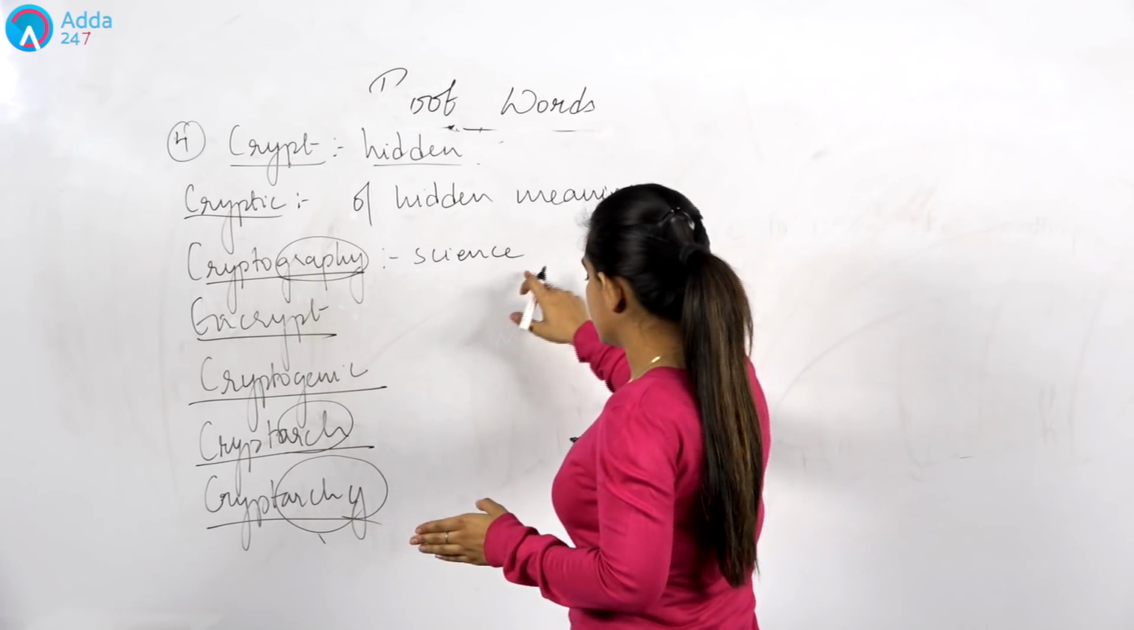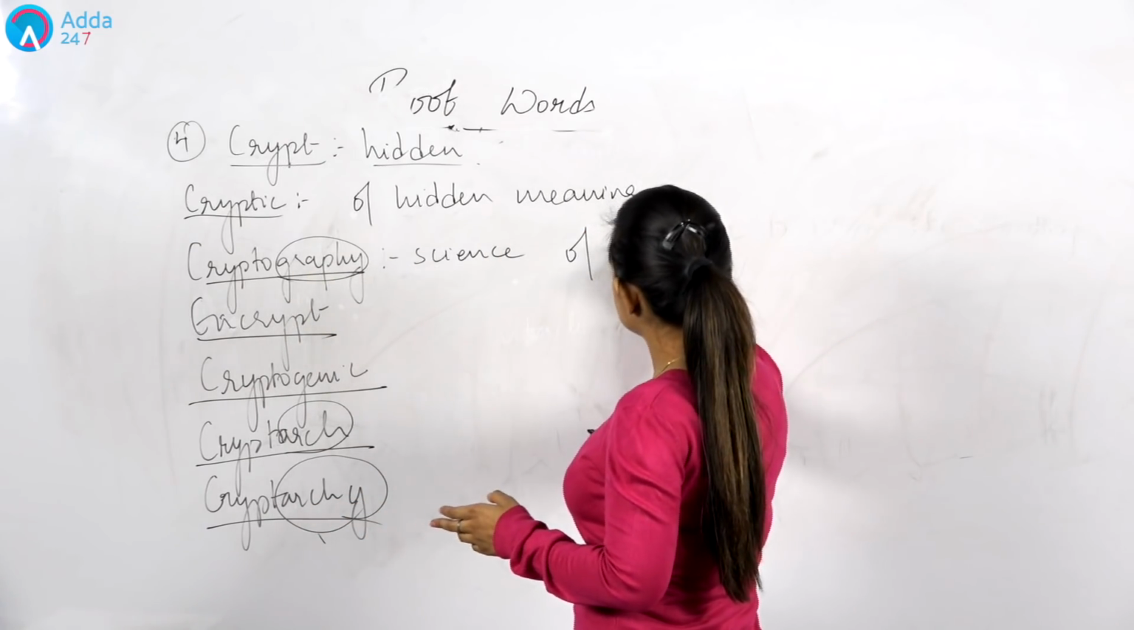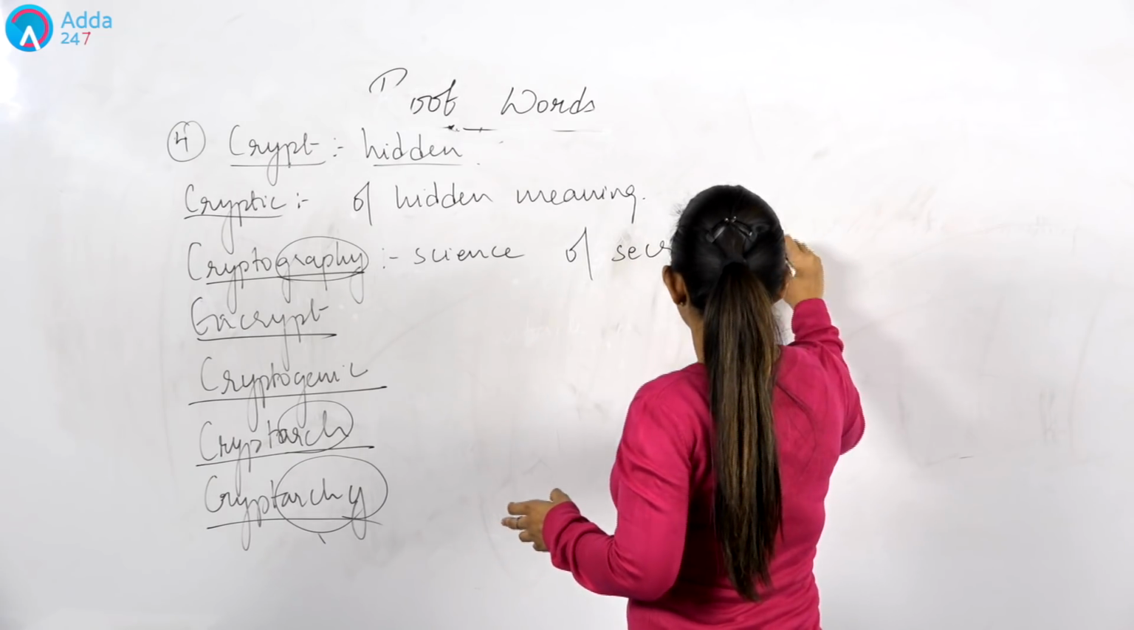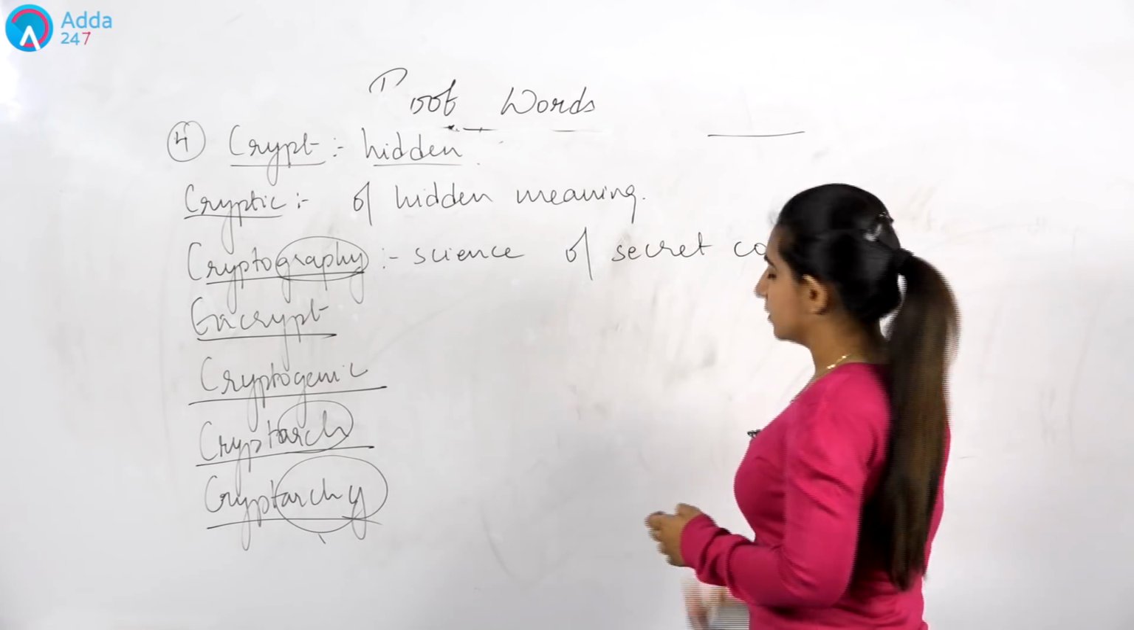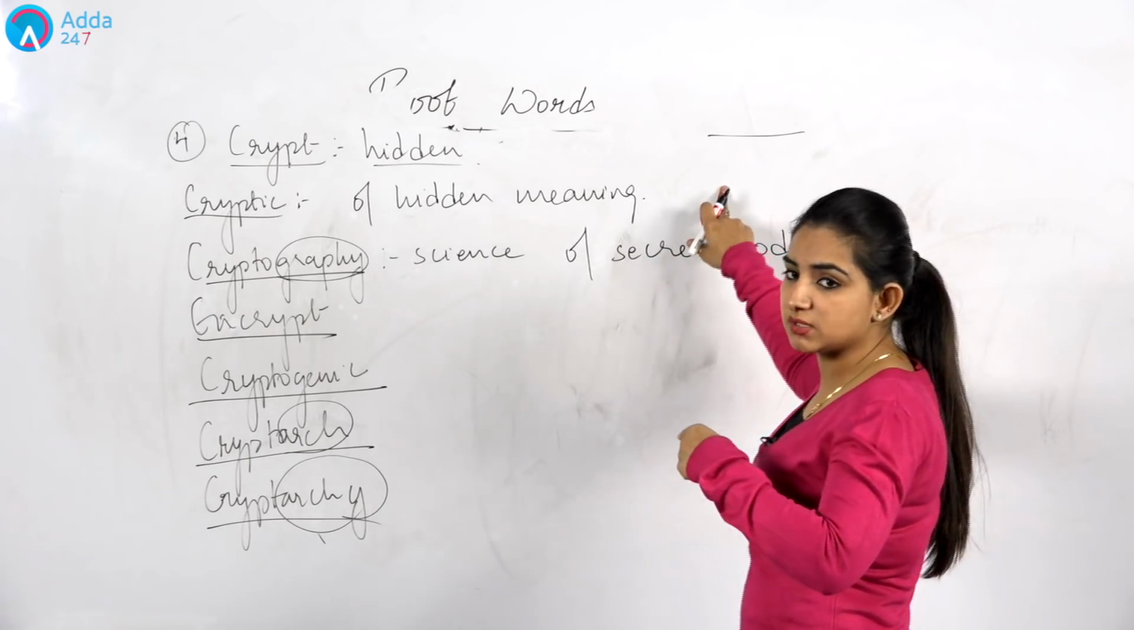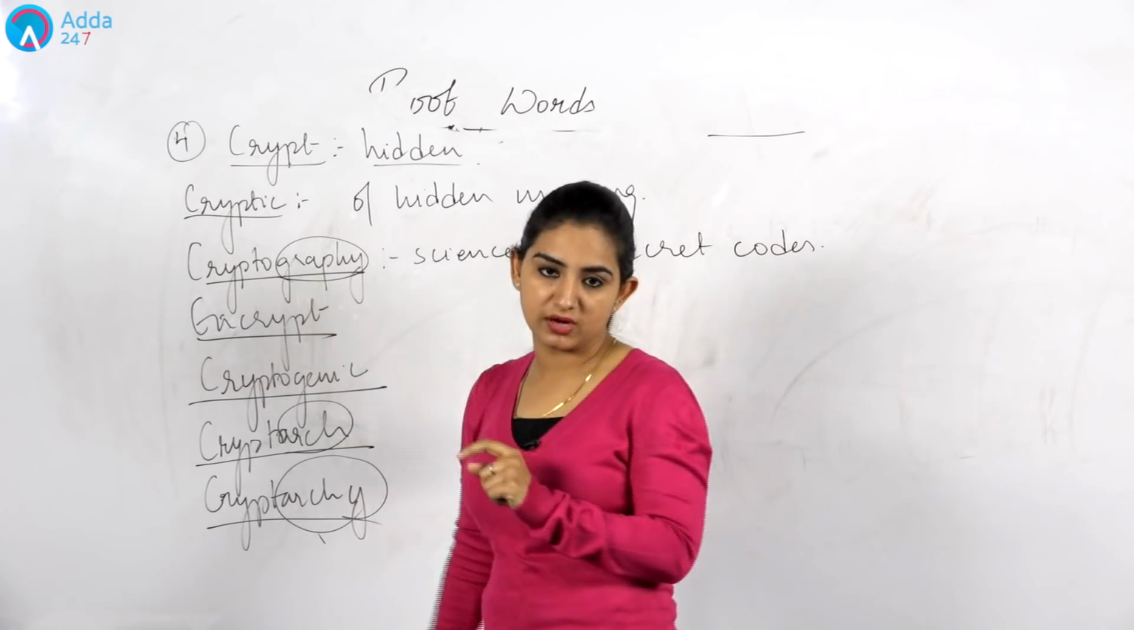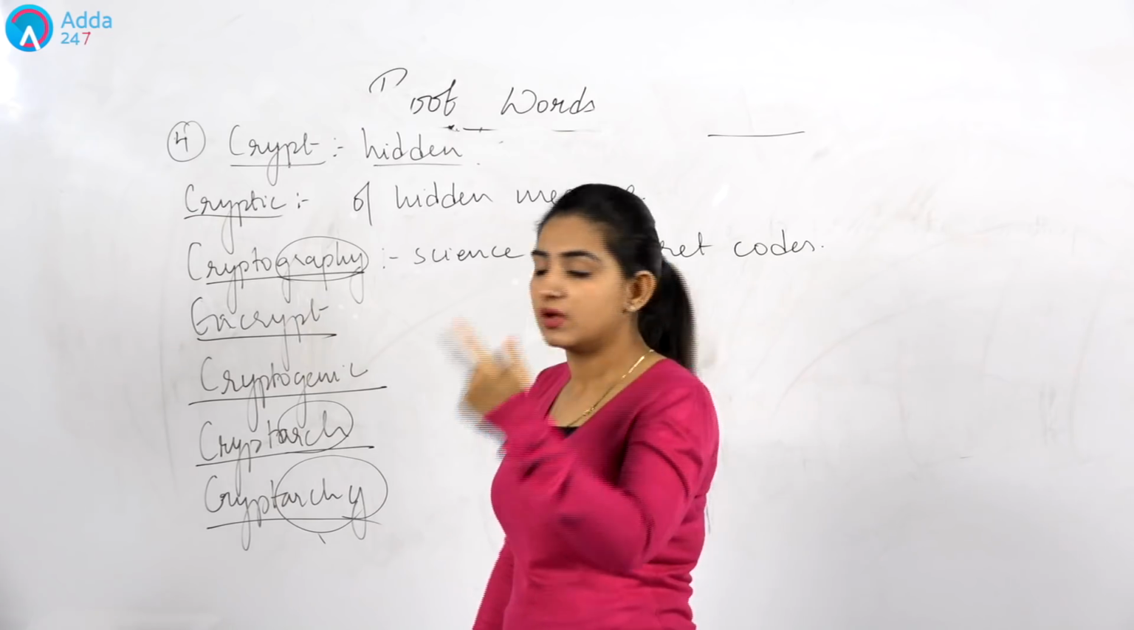Cryptography, what does this mean? It means a science of secret codes. For example, we have a word. What code will be used for this? This is decided under cryptography. The science of deciding this.